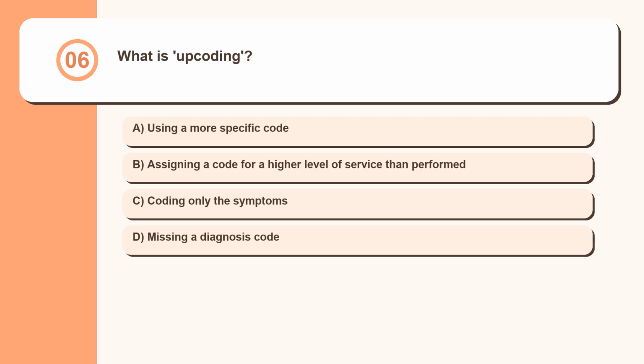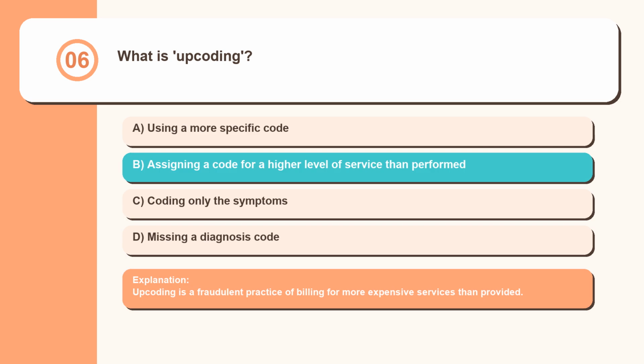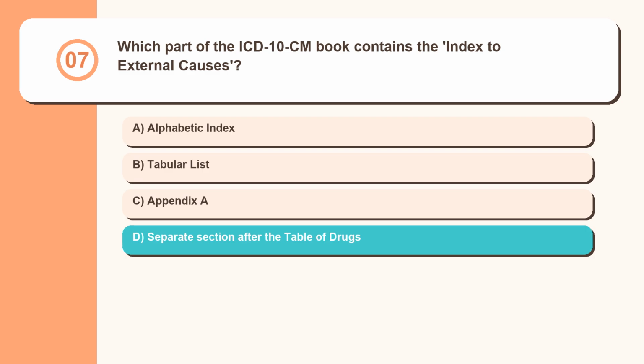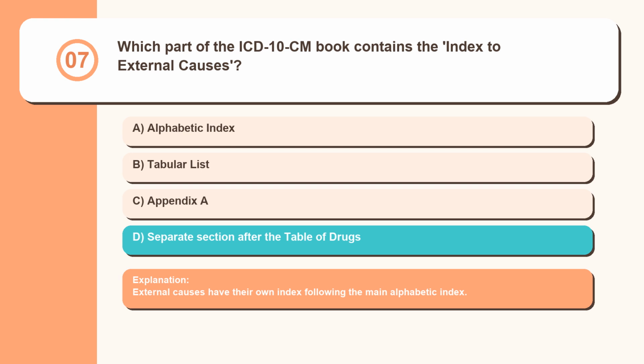Question 6. What is upcoding? Using a more specific code. Assigning a code for a higher level of service than performed. Coding only the symptoms. Missing a diagnosis code. Upcoding is a fraudulent practice of billing for more expensive services than provided. Question 7. Which part of the ICD-10-CM book contains the index to external causes? Alphabetic Index. Tabular List. Appendix A. Separate section after the Table of Drugs. External causes have their own index following the main Alphabetic Index.